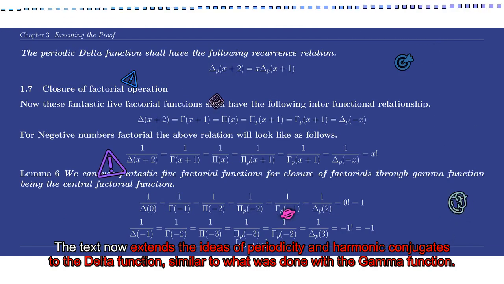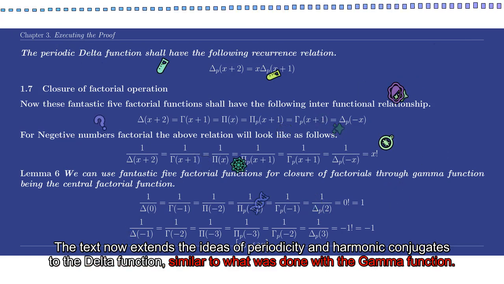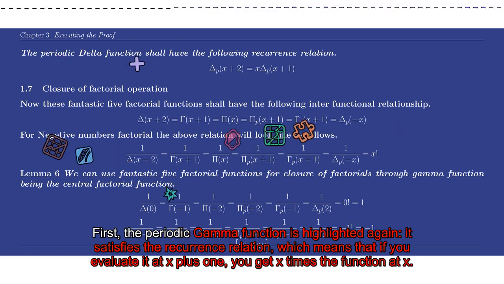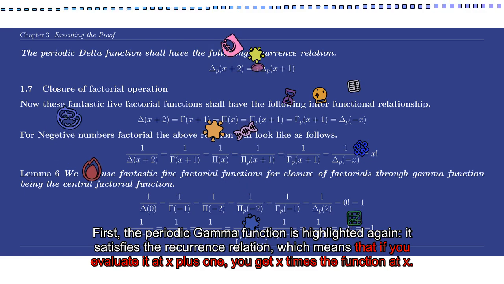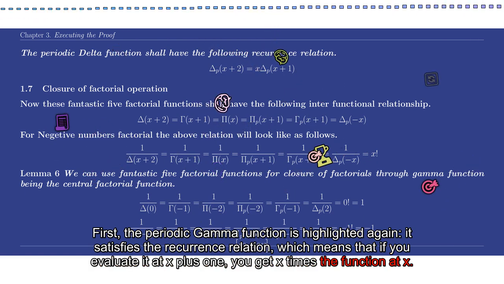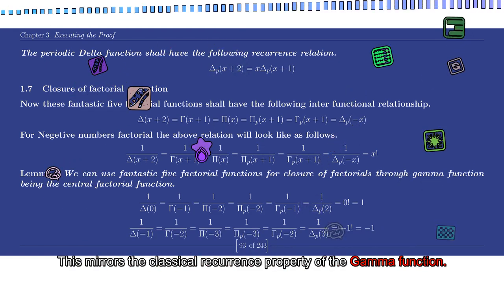The text now extends the ideas of periodicity and harmonic conjugates to the delta function, similar to what was done with the gamma function. First, the periodic gamma function is highlighted again. It satisfies the recurrence relation, which means that if you evaluate it at x plus 1, you get x times the function at x. This mirrors the classical recurrence property of the gamma function.